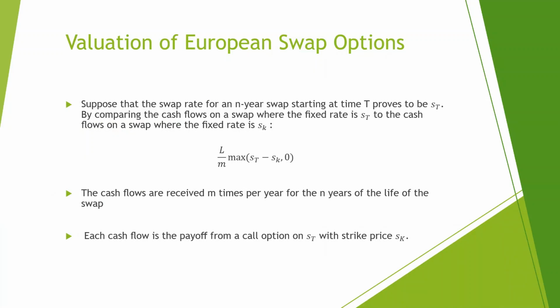Suppose that the swap rate for an n-year swap starting at time T proves to be S_T. By comparing the cash flows on a swap where the fixed rate is S_T to the cash flows on a swap where the fixed rate is S_K, it can be seen that the payoff from the swaption consists of a series of cash flows equal to L/m times the maximum of S_T minus S_K or 0. The cash flows are received m times per year for the n years of the life of the swap. Each cash flow is a payoff from a call option on S_T with strike price S_K.